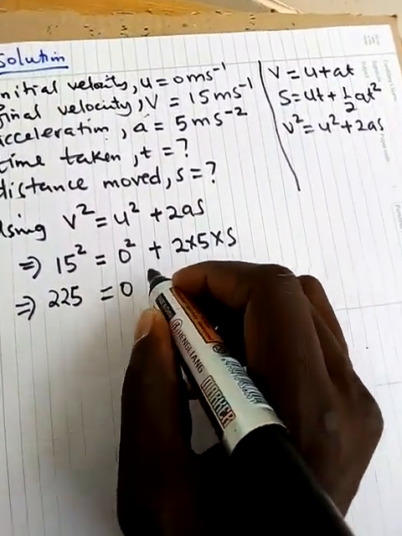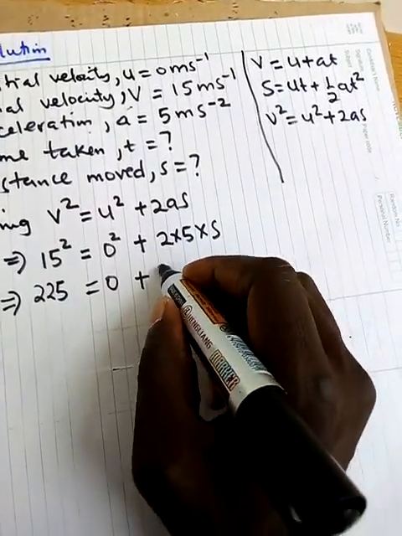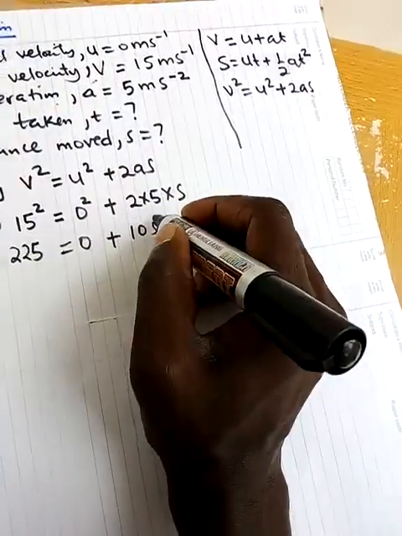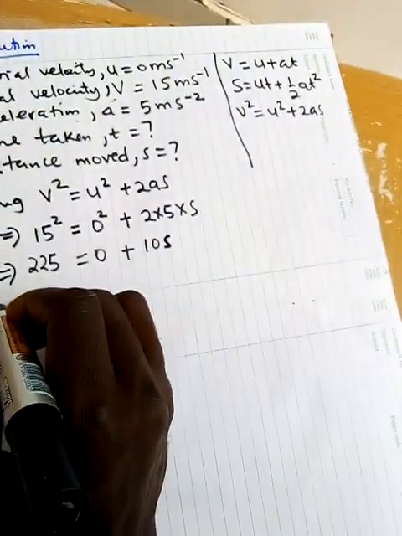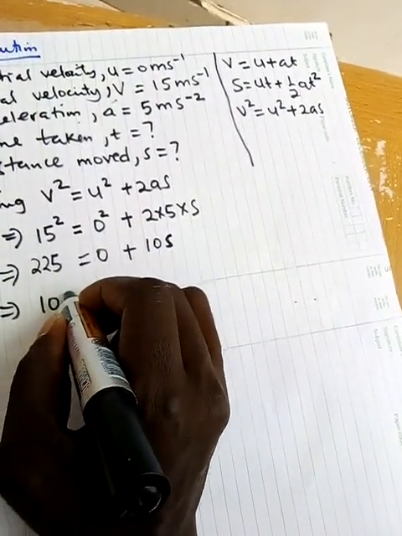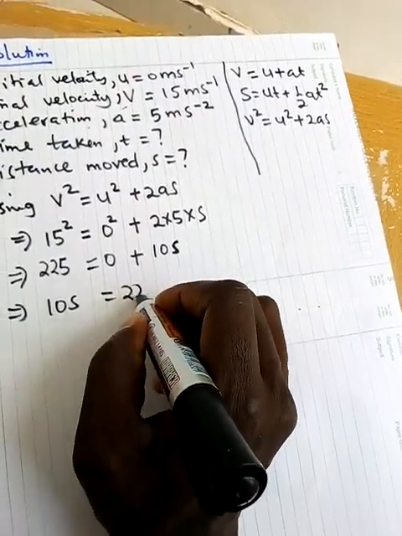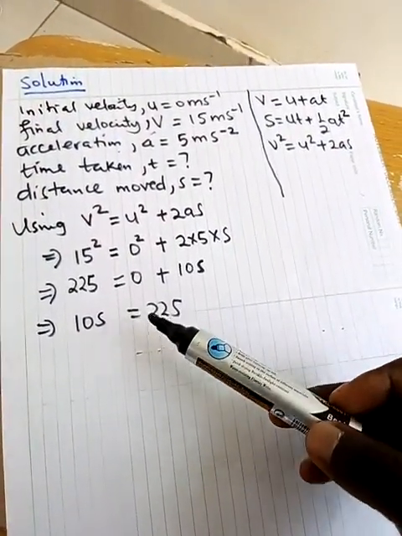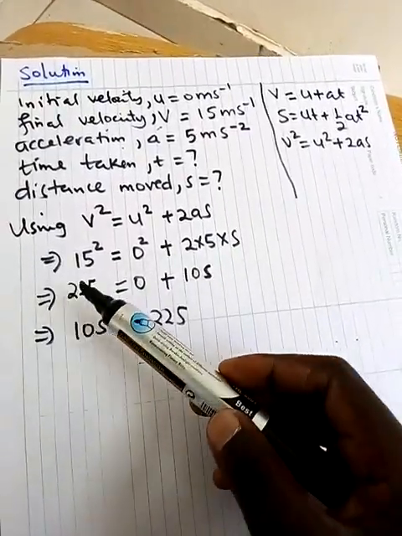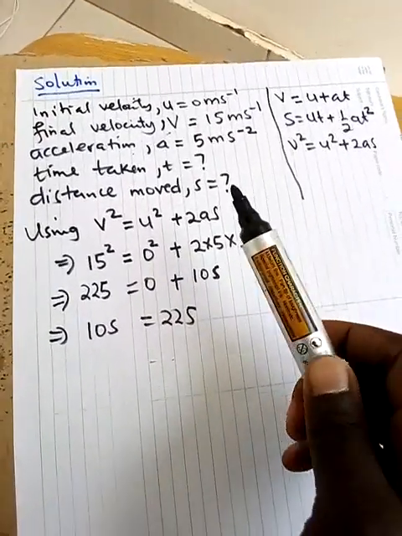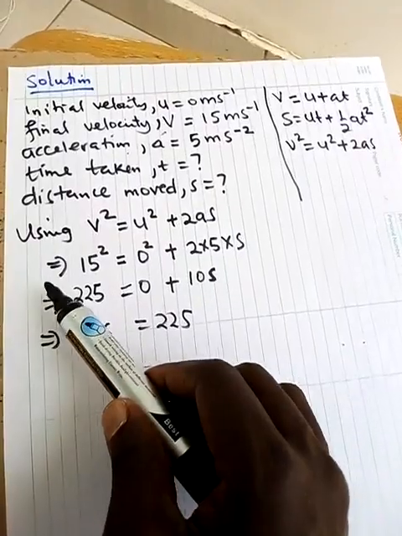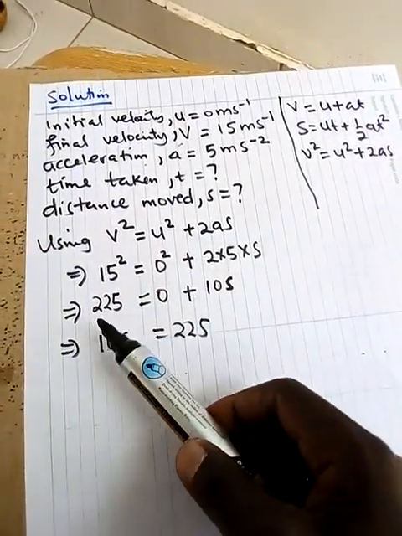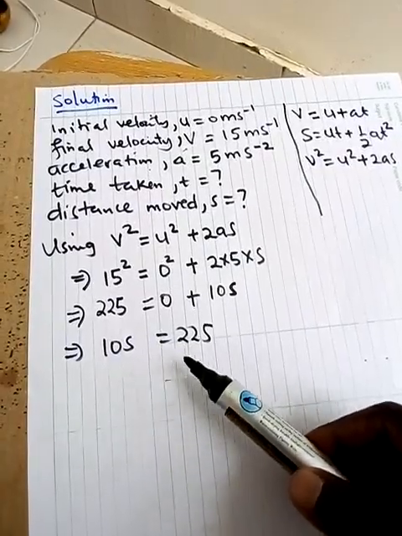Is equal to 0 plus 2 times 5, this is 10S. So it means 10S is equal to 225. I have not changed anything, by the way. It's still an equation. This can be on the left, this one can be on the right. Even if I use simple mathematics, if this one crosses to the left, it becomes negative, and this crosses to the right, it becomes negative. I divide throughout by -1, I still come back to this.